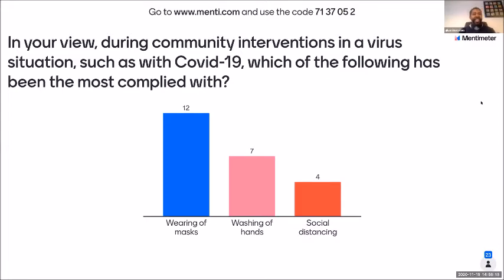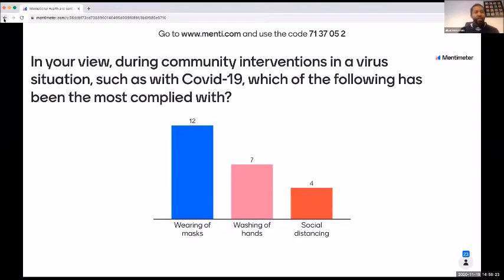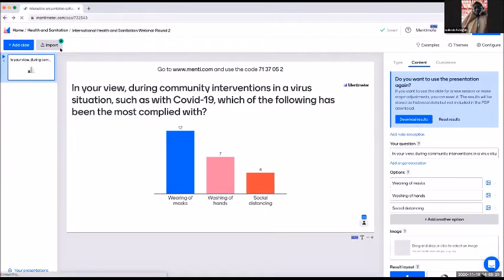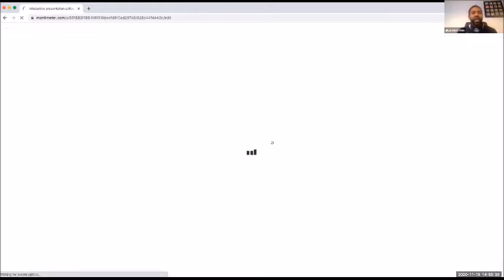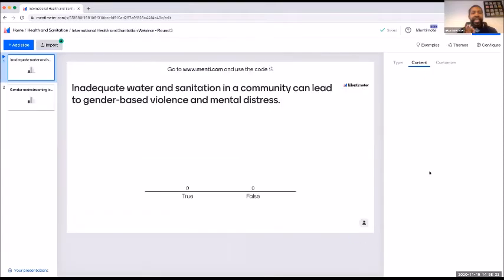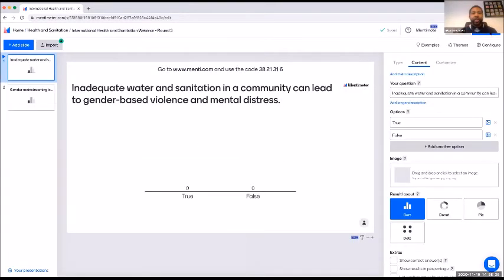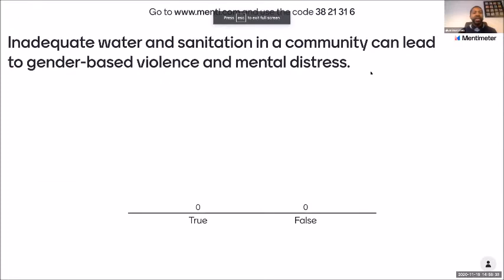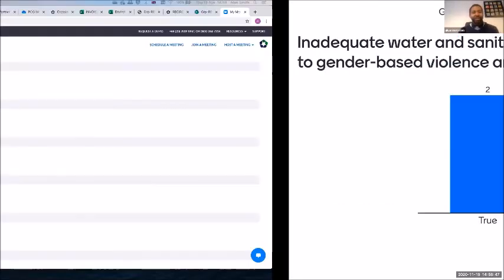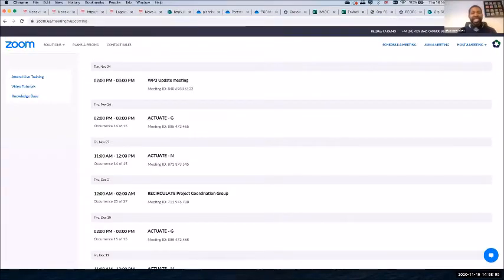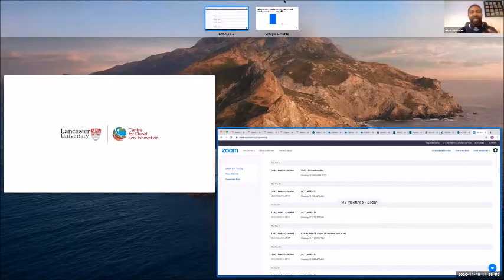Okay. So I think we can move to the next question, which is a question that Professor Karen actually posed. It's a very simple yes or no question, but just for us to get a perspective. The question is, inadequate water and sanitation in a community can lead to gender-based violence and mental distress. True or false? What do people think? It's a very simple question, but I think I probably know why she asked it. I think it's just to get folks to engage.